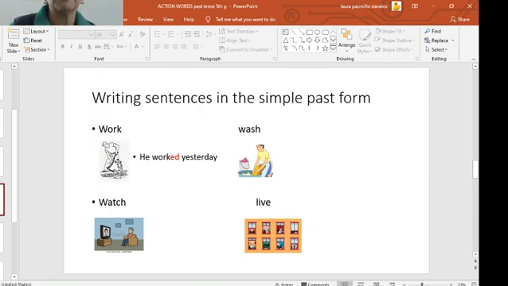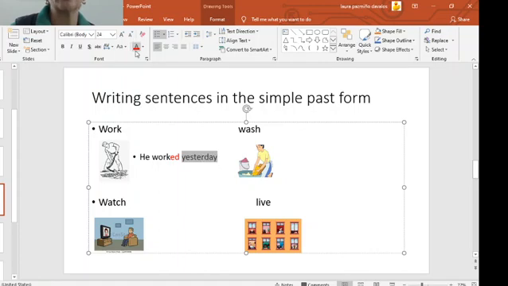Okay, so look, here we have a time expression word. Yesterday. He worked yesterday. ¿Es esta oración completa? Is this correct? Bueno, me falta el period. Yes, it's correct. Ok, ¿cómo pondríamos esta? Usando un subject pronoun or a noun. Let's use a noun.